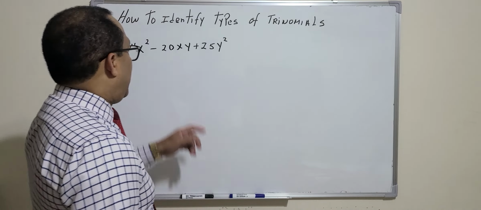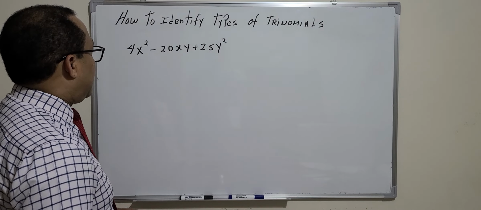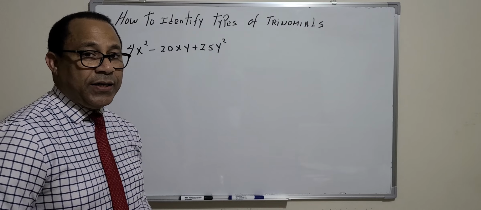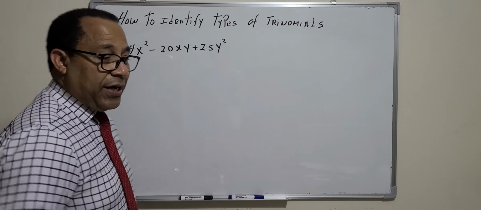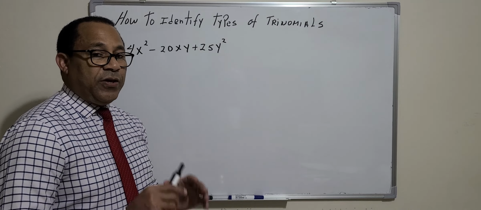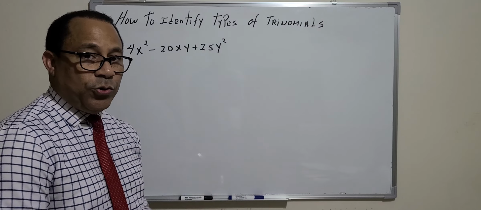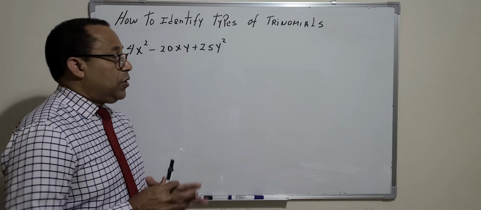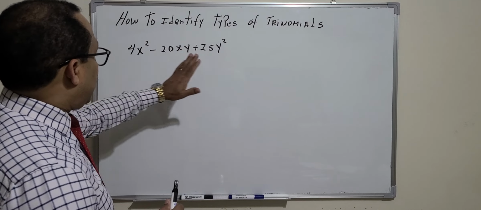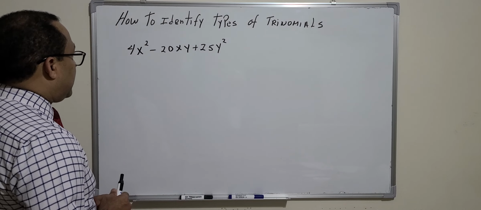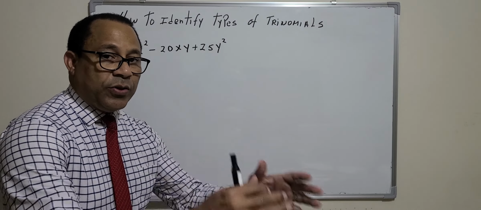Continuing with identifying types of trinomials, we may find something like this. At first sight, it looks a little complicated to solve. But if we remember the steps of identifying a trinomial, we will be able to solve problems like this one. It's a trinomial, we take a look at it, and we see the three steps we know in order to identify them.